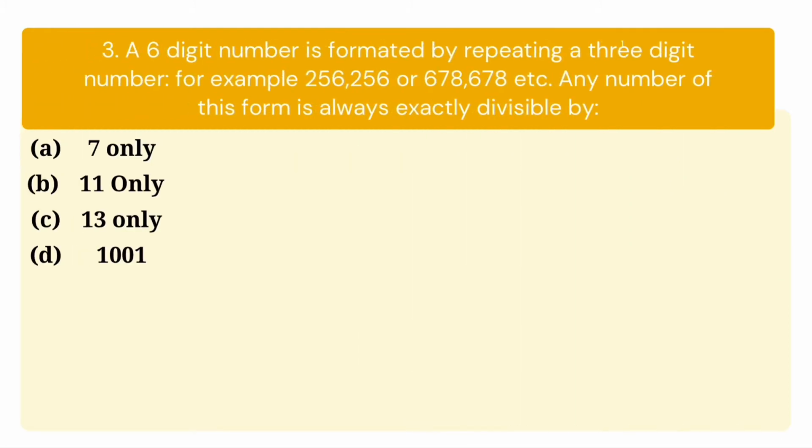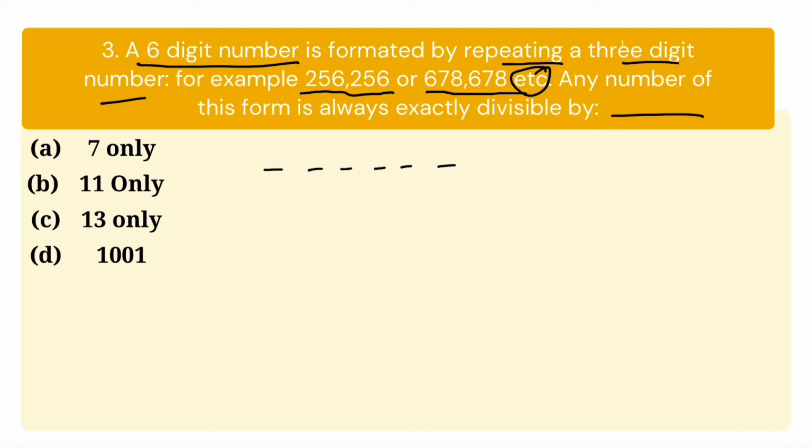The question is, a 6-digit number is formed by repeating a 3-digit number. Example 256 256 or 678 678, etc. Etc. means that we can apply this concept to any numbers. Now any number of this form is always divisible by dash. When any number is mentioned, we can take the simplest one for solving, rather than taking a difficult one. For a 6-digit number the first digit has to be there and the remaining digits are optional.